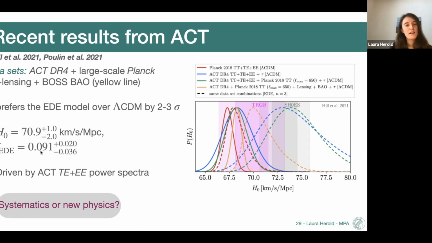And they try to understand where this preference for early dark energy in this dataset comes from. They found that it's essentially driven by seven bins of the TE and EE polarization power spectra. But it's not clear whether these seven bins are driven by systematics or by new physics. So it might be interesting to wait for the new ACT data release.